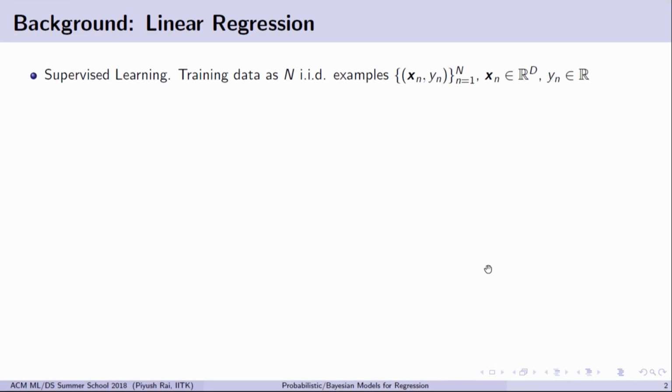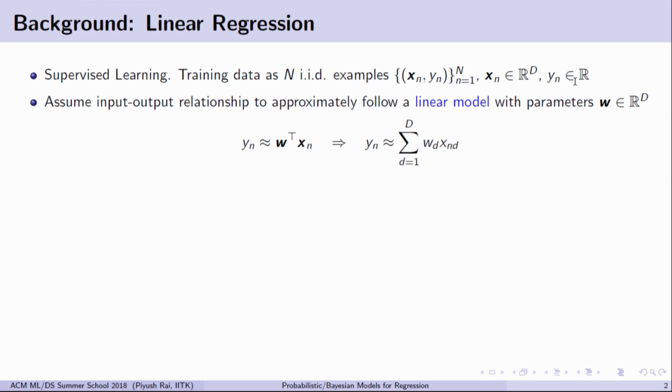So linear regression is basically a supervised learning setting where we are given training data in the form of N IID training examples that I'm denoting as x and y. These pairs are our inputs and outputs. Each xn is a feature vector in D dimensions, and since we are doing regression, each response yn is a real value. So regression is a real valued response prediction problem. Again, feature vectors are D-dimensional. Capital D denotes the number of features in the input, and the response is scalar.